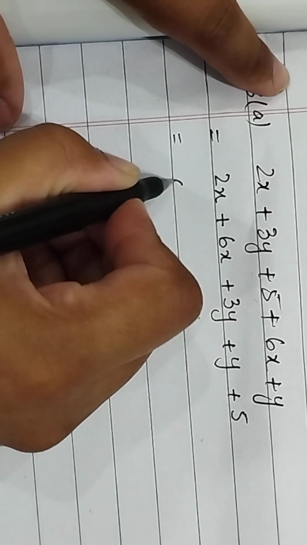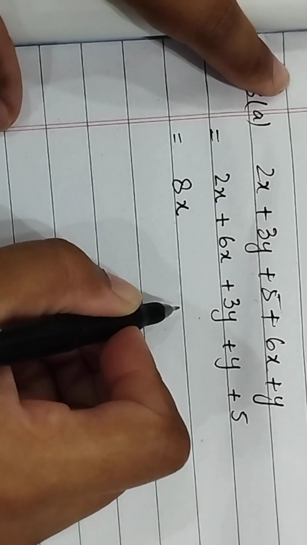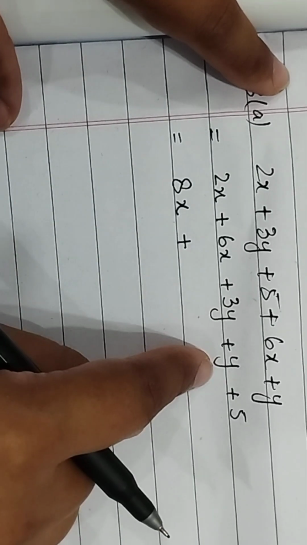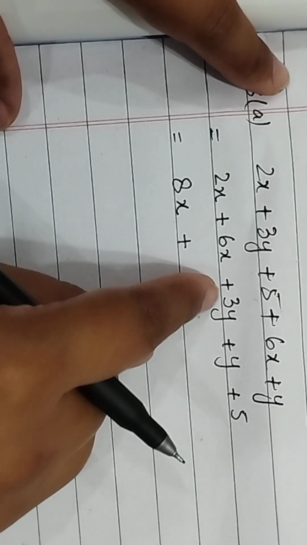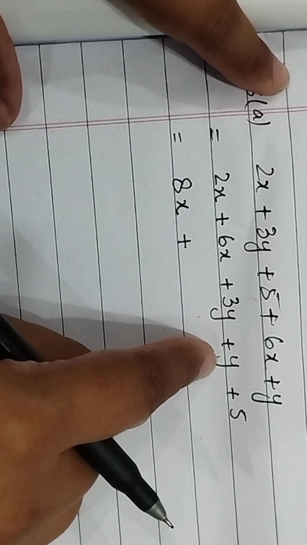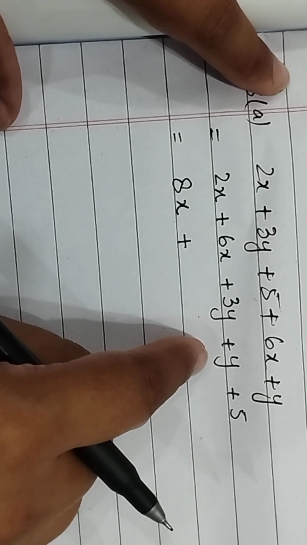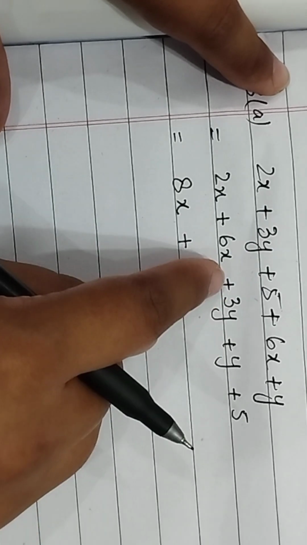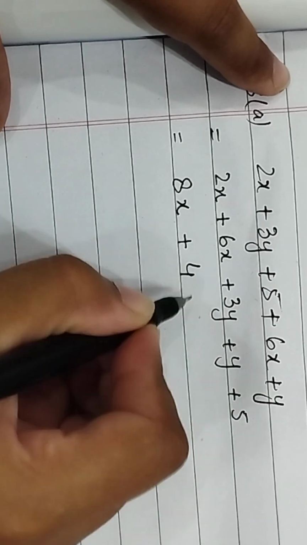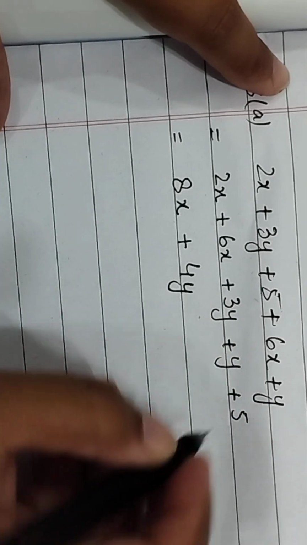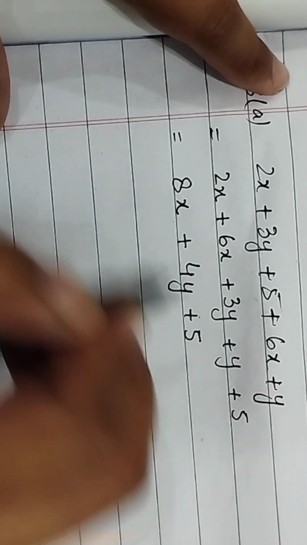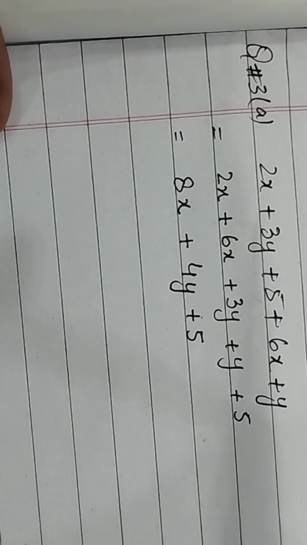2 plus 6 is 8, and x, I am going to write the variable one time. Now I am going to add the other ones, which are y terms. So it has 3 and it doesn't have any number, so the variable which doesn't have any number, we consider it has 1 with it. So 3 plus 1 is 4, and we are going to write y with it. And 5, it doesn't have any variable, so we are going to write it itself like this. Understood?